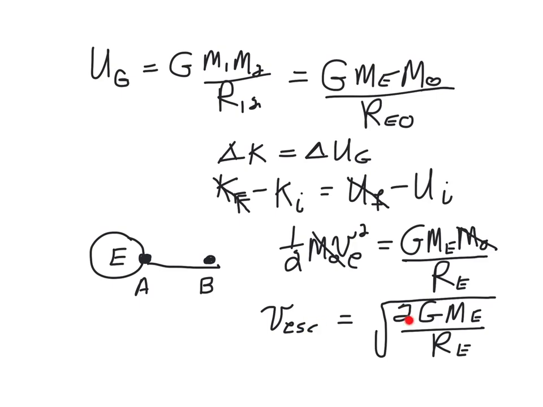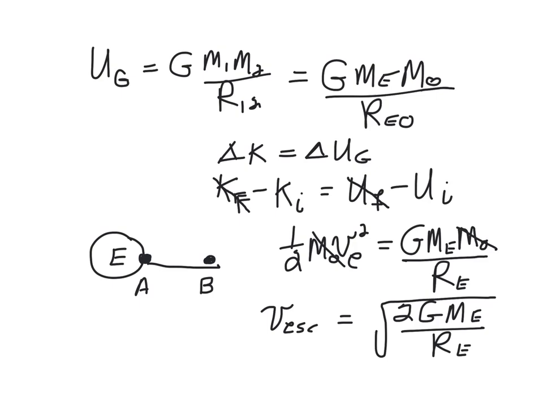The escape velocity is simply the square root of 2 times G times the mass of the Earth divided by the radius of the Earth. And so you can imagine that this works for any object. This could be the mass of the moon and the radius of the moon. It could be the mass of the sun and the radius of the sun. It could be the mass of a black hole and the radius of a black hole. This would be the escape velocity for any astronomical object.